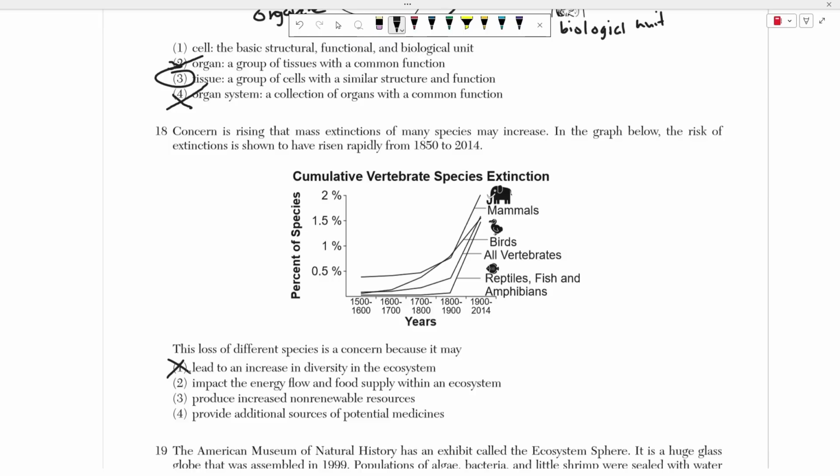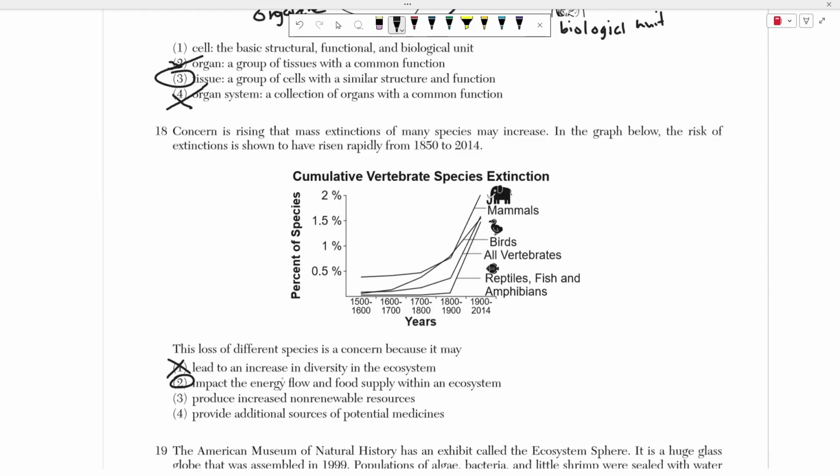2, impact the energy flow and food supply within an ecosystem. This is going to be the correct answer because each specific species has a specific role that it plays inside of the ecosystem. Autotrophs, like grasses, the role that they play is that they produce their own food and thus produce the energy for the herbivores that eat them, right? So if the autotrophs die off, all the grass dies off, then the heterotrophs and the consumers, like the deer and the elephants that eat the grass and the trees, are also going to die off because they're starving, okay? So remember that the loss of different species impacts the energy and food supply within an ecosystem, okay?